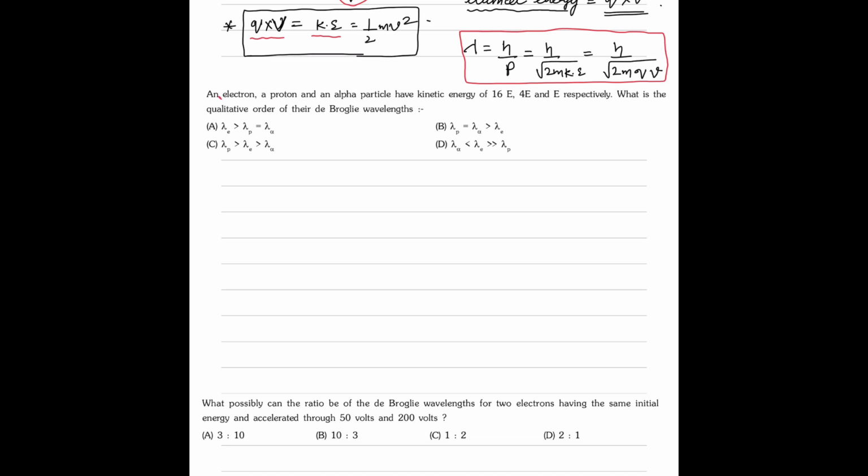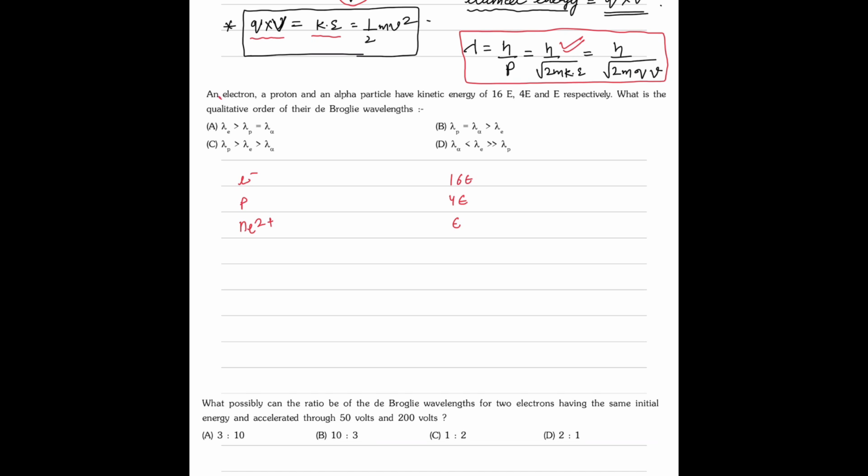Now which formula is to be applied here is totally dependent upon what values are given to us, right? What data is given to us. In this question you are given an electron, a proton and an alpha particle, that is He2+, right? Electron has the kinetic energy of 16E, proton has the kinetic energy of 4E and alpha particle has the kinetic energy of E. So since kinetic energies are given to us, we will definitely use the second formula, this one.